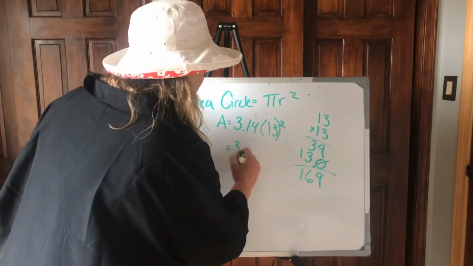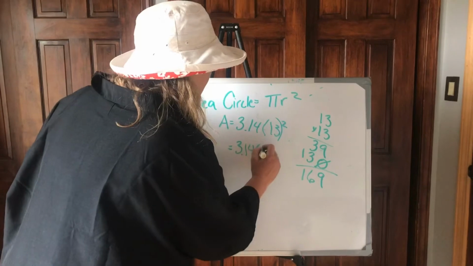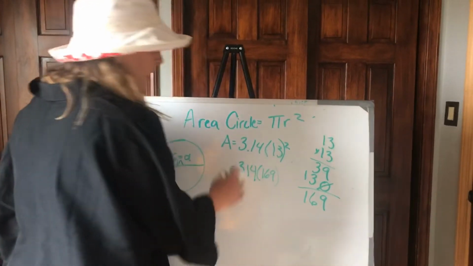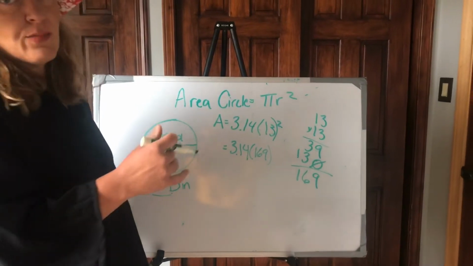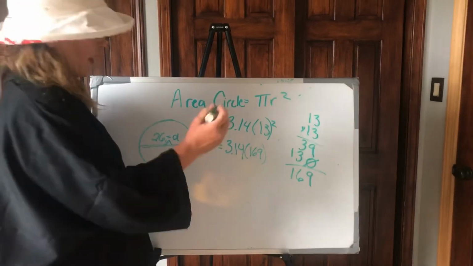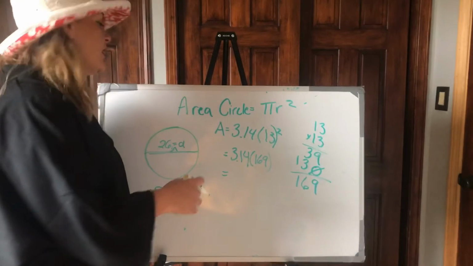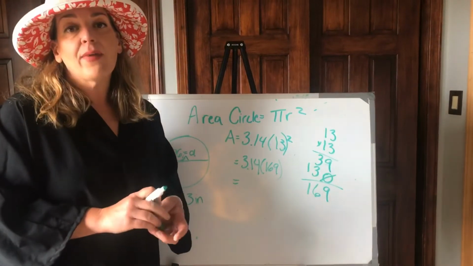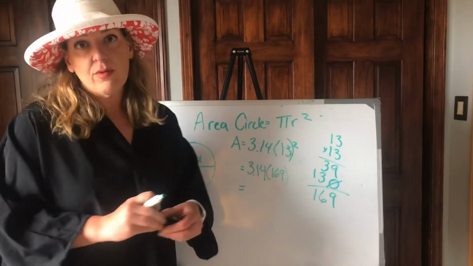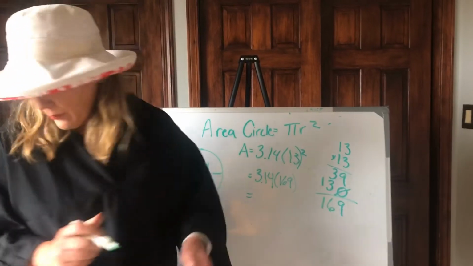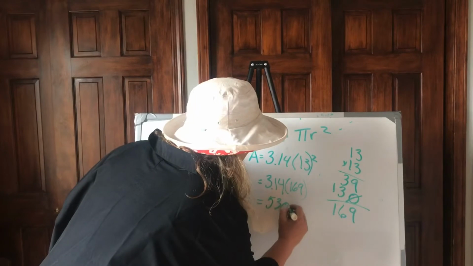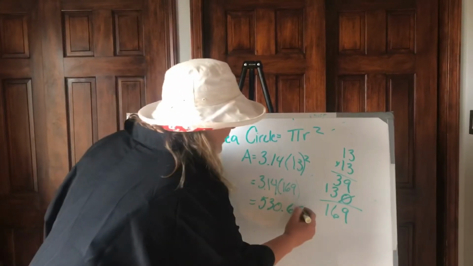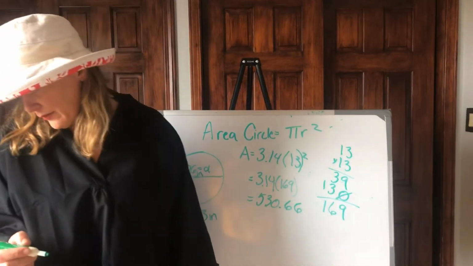So from here I have 3.14 times 169. If you're still having trouble multiplying decimals, please make a Zoom meeting with me so that we can go over those. But if you have a calculator with a pi button, I'd like you to use the pi button. And if you don't, you can just use 3.14. And so when you multiply these two, you're going to get 530.66. And I can do the math a little bit later.